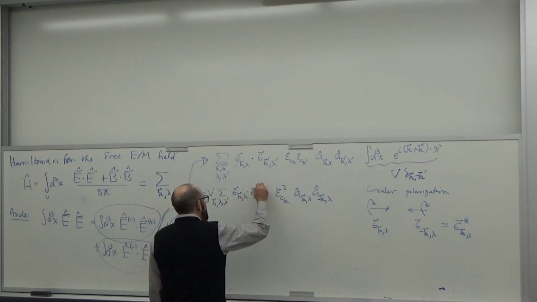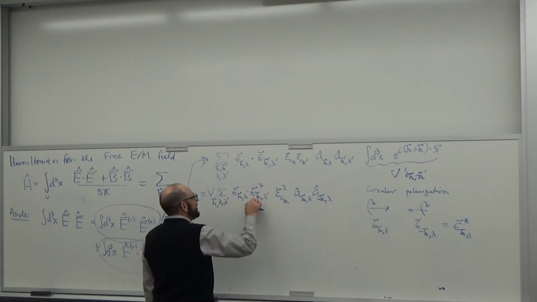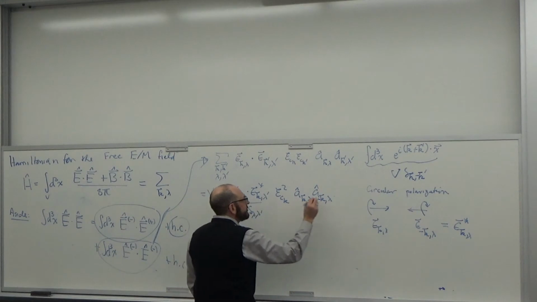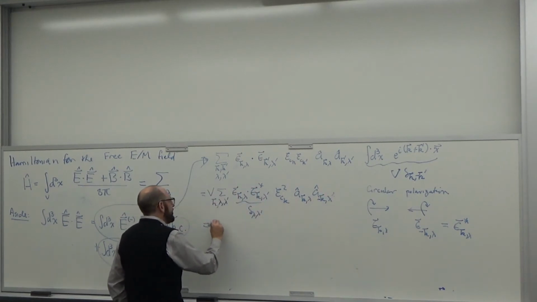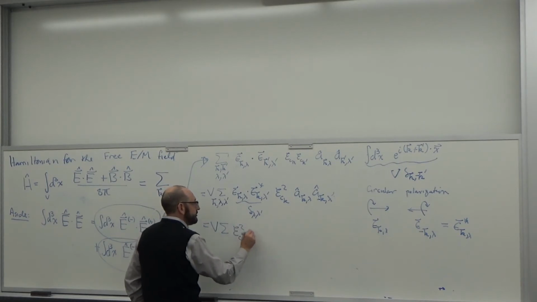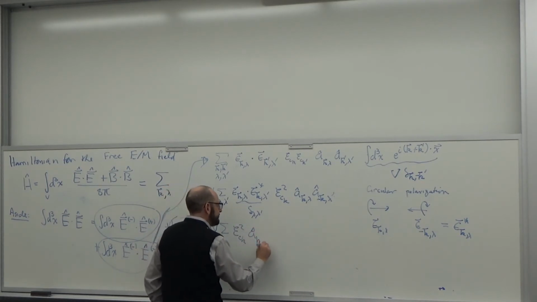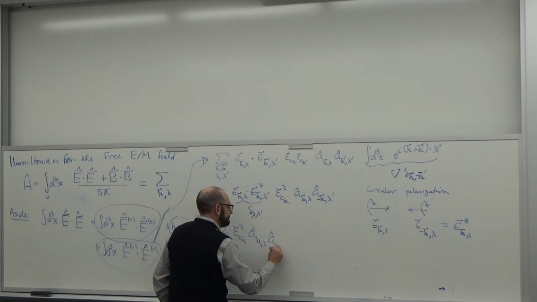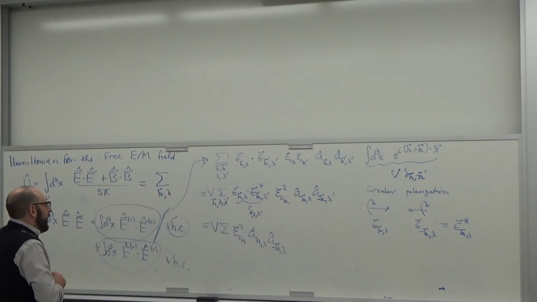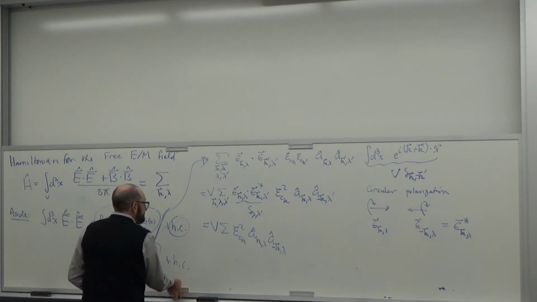So I can write this as this, which gives me a delta lambda lambda prime on that. So this term is this. All right, let's put it together.